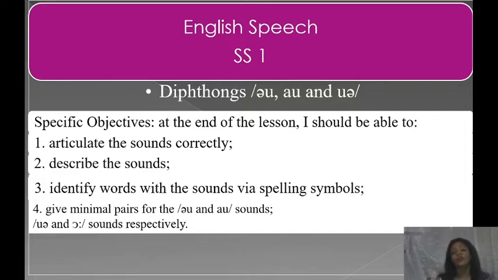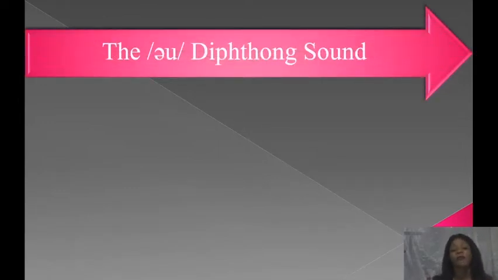Now, let's go over to our first specific objective, which is the articulation of the sound. Now, we are going to actually articulate the sounds one after the other. For every sound we articulate, we will describe the sound and give spelling symbols, give words for the sounds via spelling symbols. So the first sound we would be articulating today is the L sound.